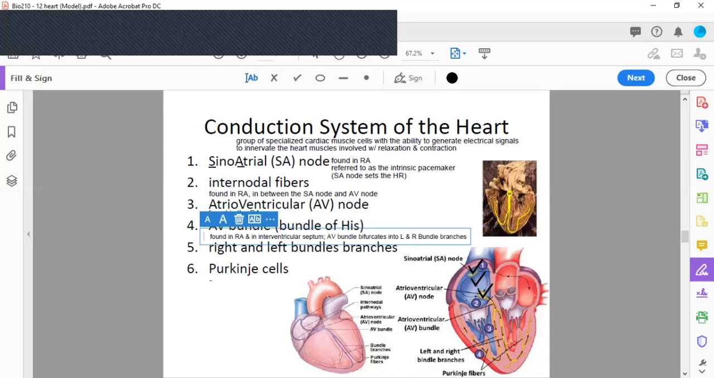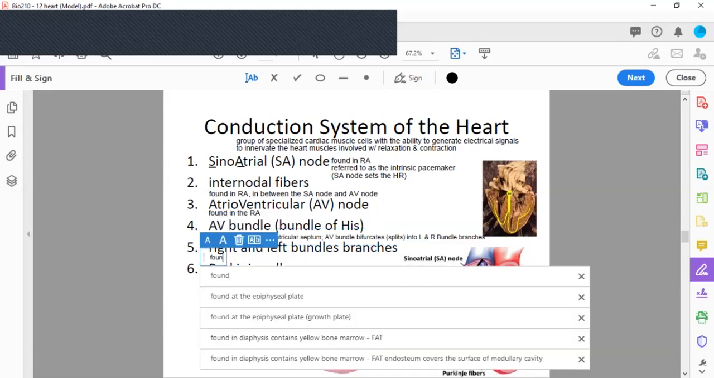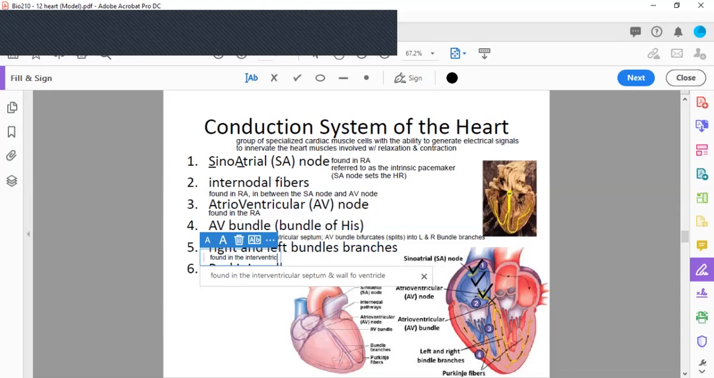And as you can see, the left and the right bundle branches, so I'll make the X bigger so you can see more of it. And then the X will bifurcate. And the word bifurcate means splits into. So the AV bundle bifurcates, or splits into, the left and right bundle branches. And the left and right bundle branches can be found in the interventricular septum and the wall of the ventricles.